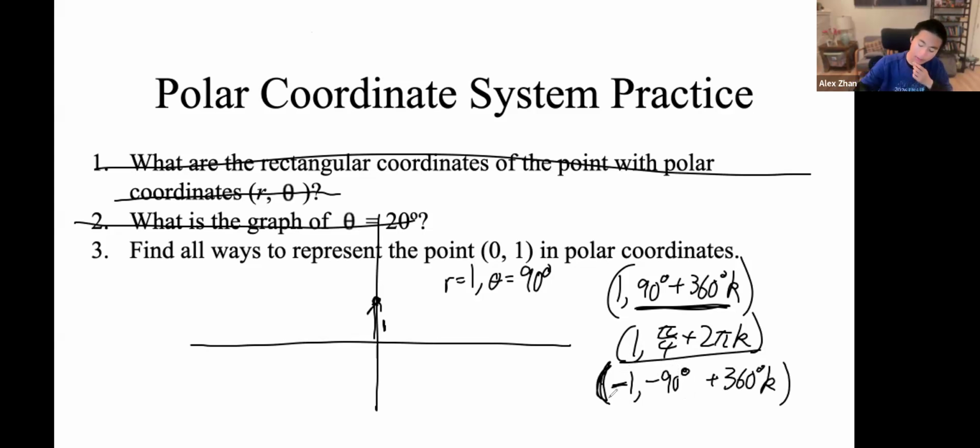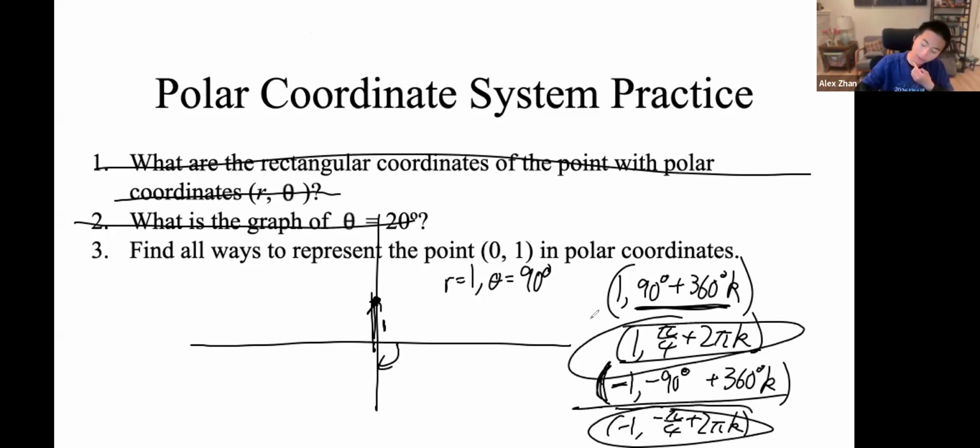So (-1, -90 degrees), why does this work? Because if you want -90 degrees here, and you want -1 units, you still come back to this point. Or in other words, you could also write it as (-1, -pi/4 plus 2 pi k). So the set of all points is just all points of one of these two forms. I hope you understand this because it will also be used later.